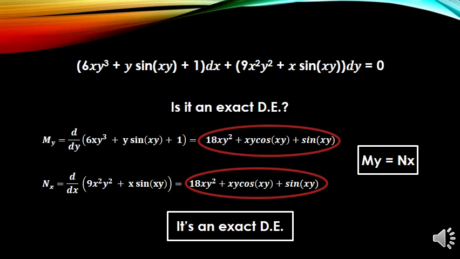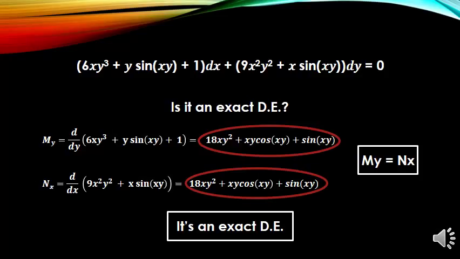First, we check the equation to know if it's an exact differential equation. We divide each part with the form ∂M/∂y = ∂N/∂x. In the first part, we have the derivative with respect to y of 6xy^3 + y sin(xy) + 1, and it's equal to 18xy^2 + xy cos(xy) + sin(xy).